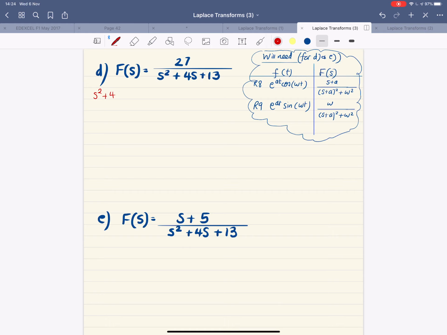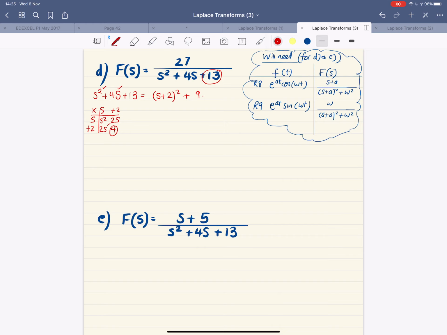S squared plus 4s plus 13. If you remember, that's s plus 2 squared, so what I've done is I've halved that 4 there. When we multiply out s plus 2 times s plus 2, we get s squared, 2s, 2s, and 4. So we've definitely got our s squared, we've definitely got our 4s there, we've got plus 4 there, and we need plus 13. So we've got to add 9.